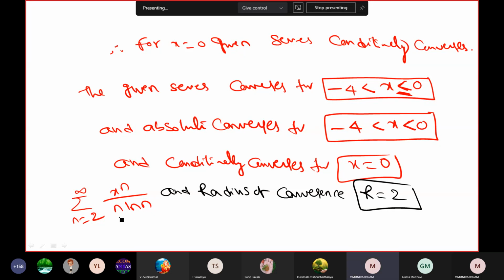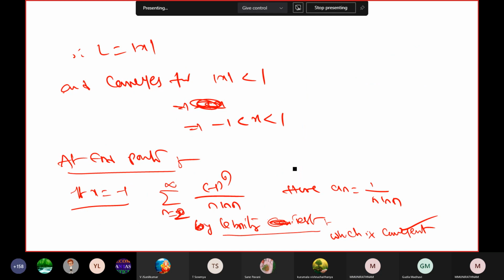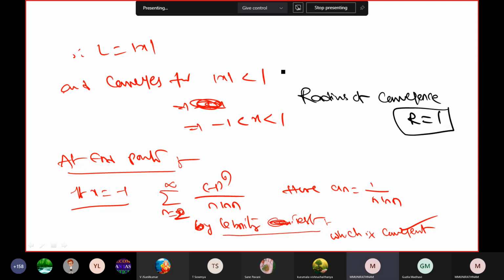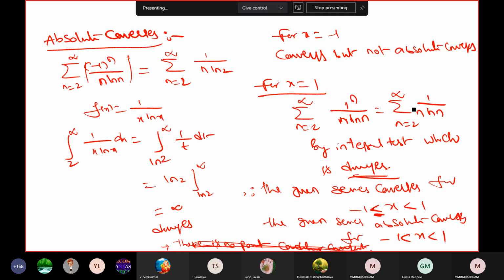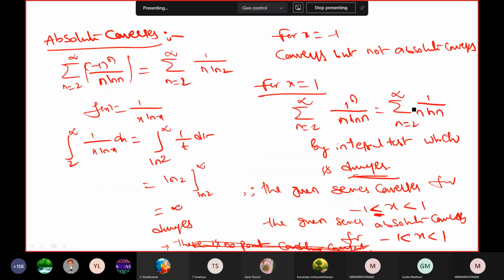So can you tell what is the radius of convergence of this series, x power n by n into ln n? This is my r, right? Yes sir. Now add it here.